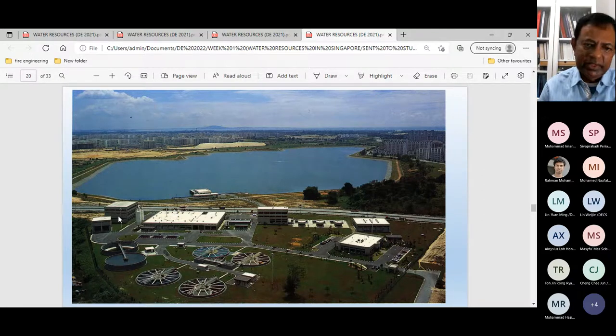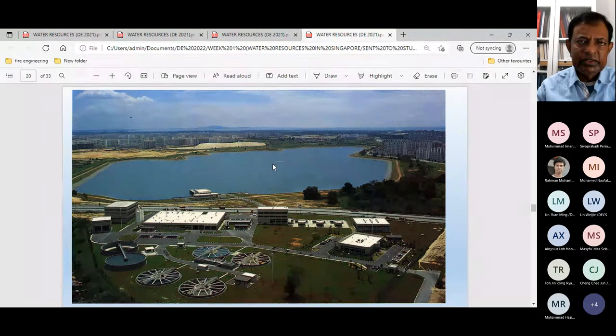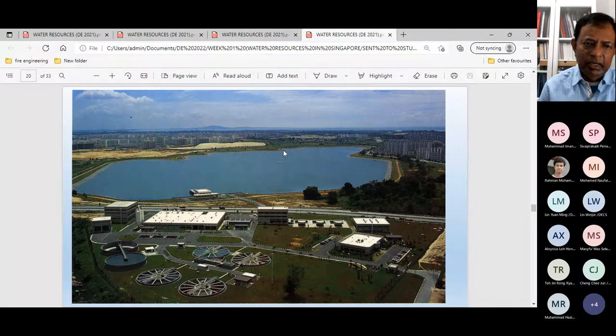You can see this one. This is one of the treatment plants, Bedok treatment plant, and from there you can deliver the water to the consumers. Okay, so the Bedok reservoir is a part of the rainwater collection system utilizing the holding ponds, and also pumping the water from the holding ponds into the reservoir itself.